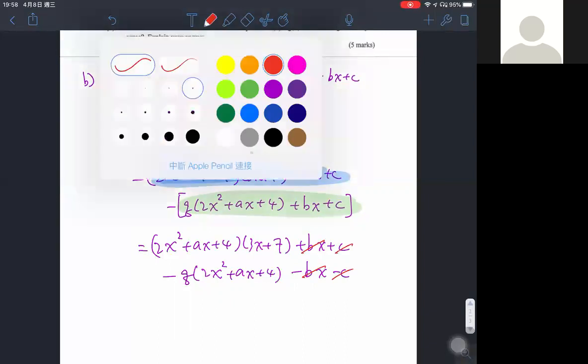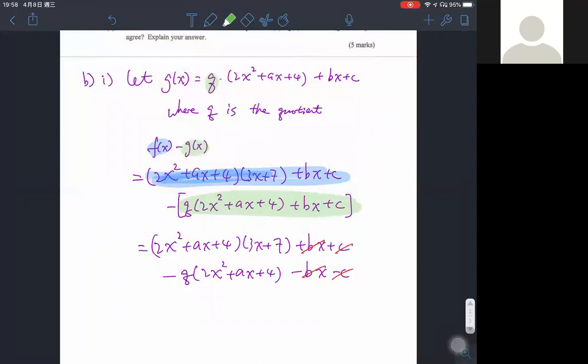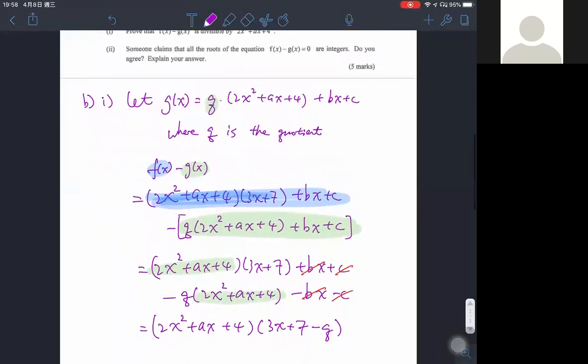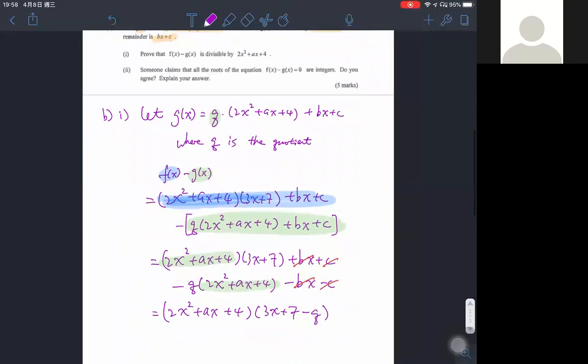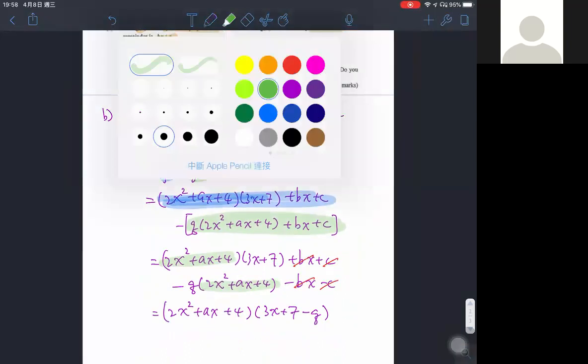Okay, and then the remaining terms are these two. And you may find out there will be a common factor 2x squared plus ax plus 4. Okay, therefore I can take out the common factor, and then the term that remains is 3x plus 7 minus q. Now again, although we don't know what b and c and also q are, I can prove that the expression f(x) minus g(x) will be equal to (2x squared plus ax plus 4) times (3x plus 7 minus q).